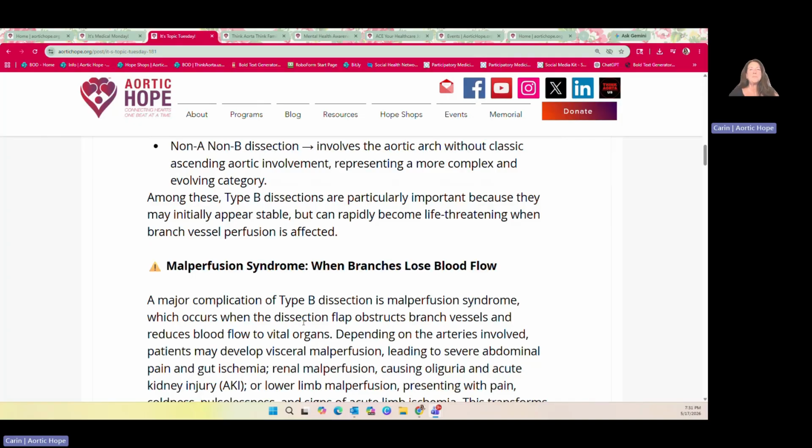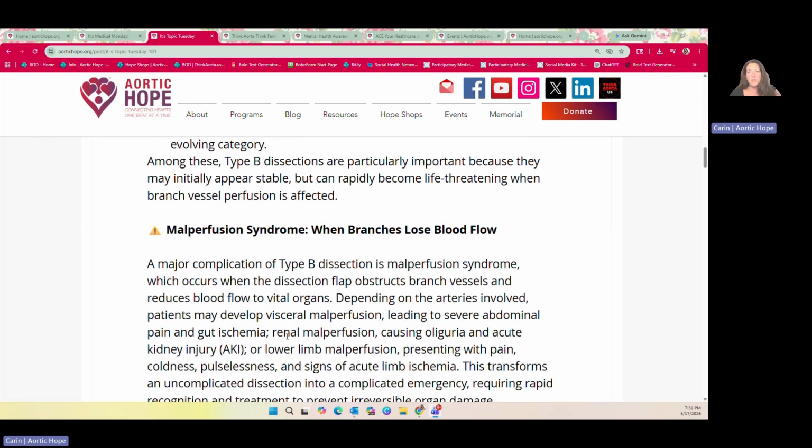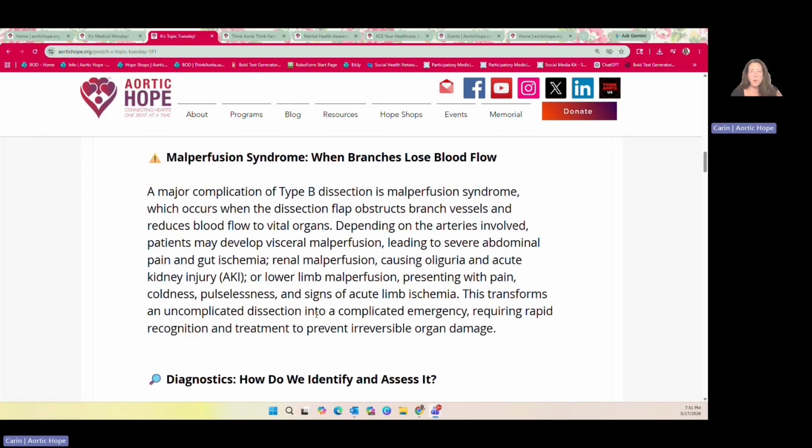So when the dissection flap is obstructing the branch vessels, it reduces the blood flow to the organs, right? So depending on the arteries that are actually involved, you can develop visceral malperfusion, which leads to severe abdominal pain, gut ischemia, renal malperfusion that can cause a lot of kidney pain, lower limb malperfusion, or just not getting blood flow. That can present your lower limbs with a lot of pain and cold, lack of pulse. Like this transforms an uncomplicated situation into a complicated emergency requiring rapid recognition and treatment to prevent irreversible organ damage.